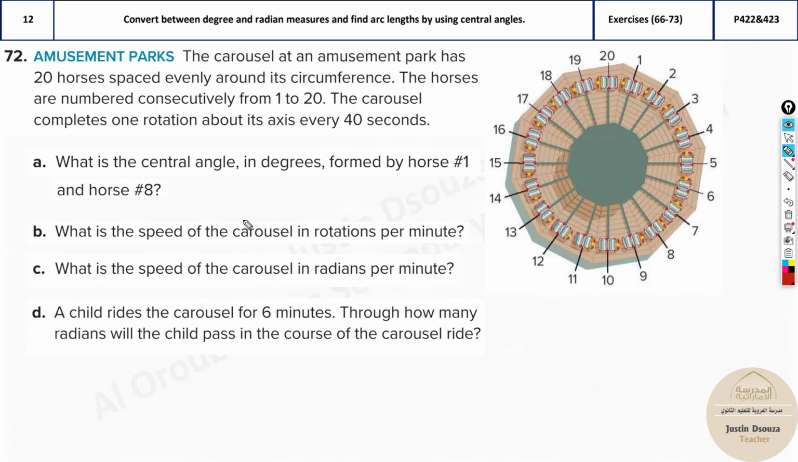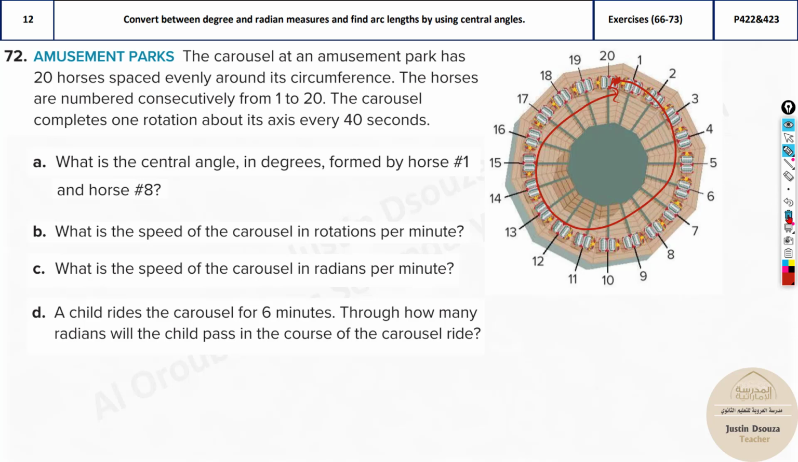20 horses spaced evenly in its circumference. That means everyone is distributed at even placing. The horses are numbered consecutively from 1 to 20. The carousel completes one rotation about its axis every 40 seconds. So if it starts over here, imagine this point, in 40 seconds it'll come back to the same point. One rotation.